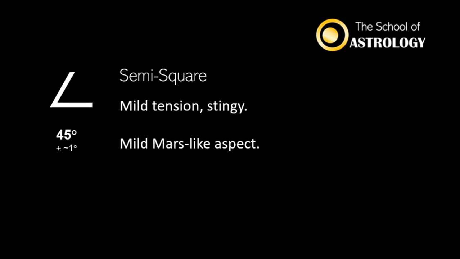Up next is the semi-square. It's a half square, as the name indicates, and it's used with 45 degrees with an orbis of 1 degree, like the other side aspects that we saw. A semi-square would indicate a mild tension between the planets involved, and it's a little stingy. Maybe it's a mild Mars-like aspect.